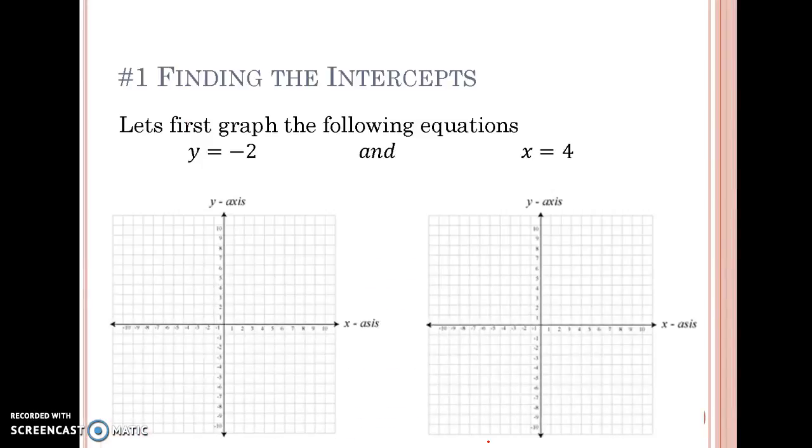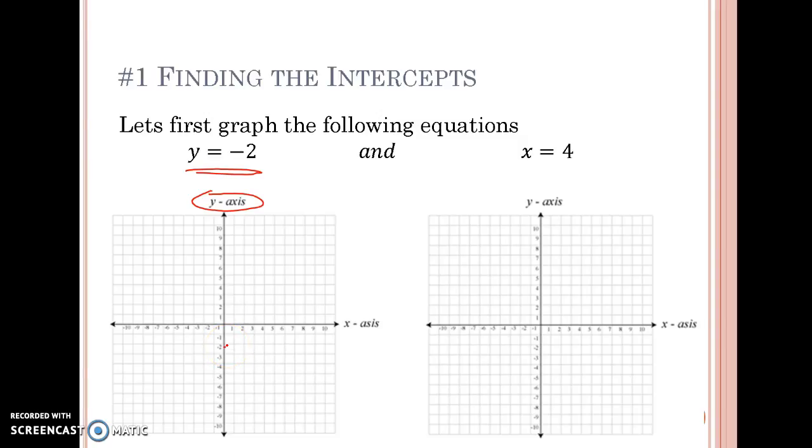Let's start by just reviewing a little bit. These types of graphs cause confusion for people sometimes, when it's just y equals -2 or x equals 4. Let's say we have y equals -2. We know that our y-axis is here. And so where is the -2 on our y-axis? We have the positive values up above. We have the negative values down below. Right here is where -2 is at.